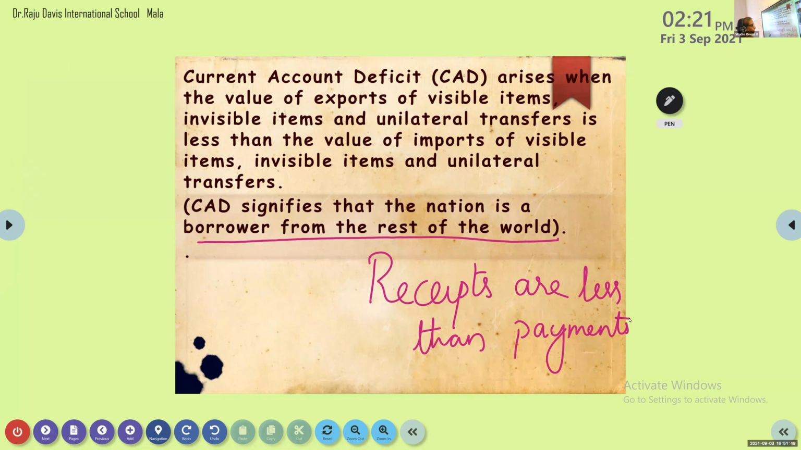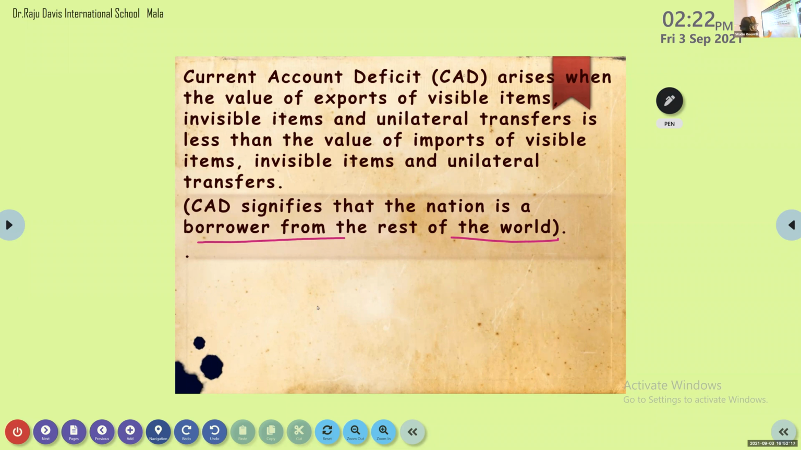Whatever we are receiving is less than our payments. So what happens? Do we have enough money with us? No. So how can we get the rest of the money? This shows that we have to borrow from the world. So current account deficit shows that the nation is a borrower from the rest of the world. So this is about current account deficit.